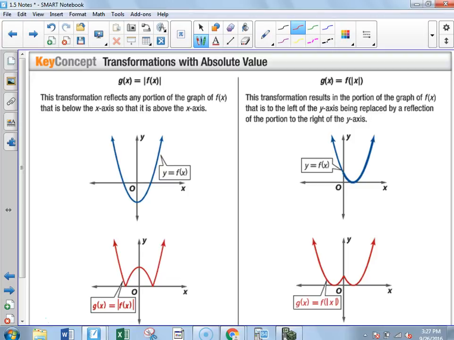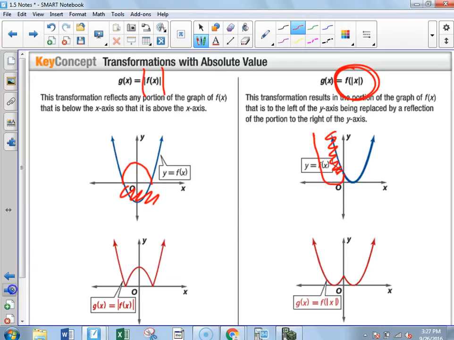All right, guys, we got to finish this last little chunk here. The transformation of taking an absolute value. When you put the absolute value on the whole graph, it cuts off the negatives and makes the y values positive. When you put an absolute value inside, it cuts off all the negative x values and makes the graph repeat so that it has y-axis symmetry.